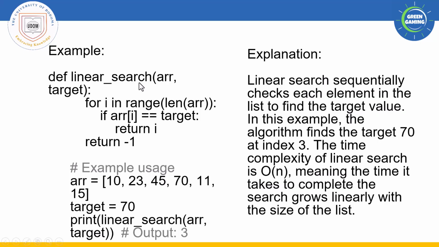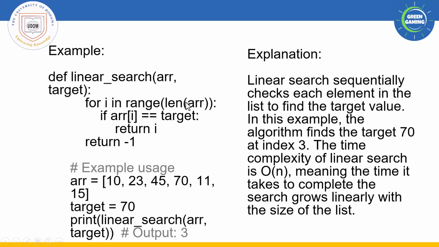The way linear search works, it will loop over the list until it finds the exact target that you want. If it doesn't find that target, it will return -1. If the target is found, then it will return the index of that target, right? So this is how it works.